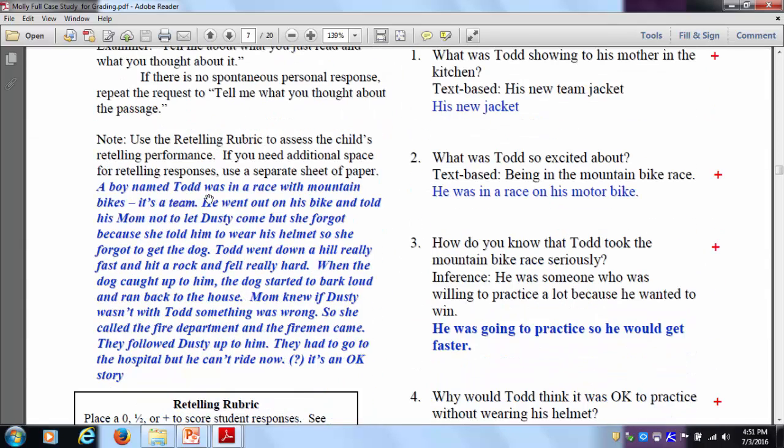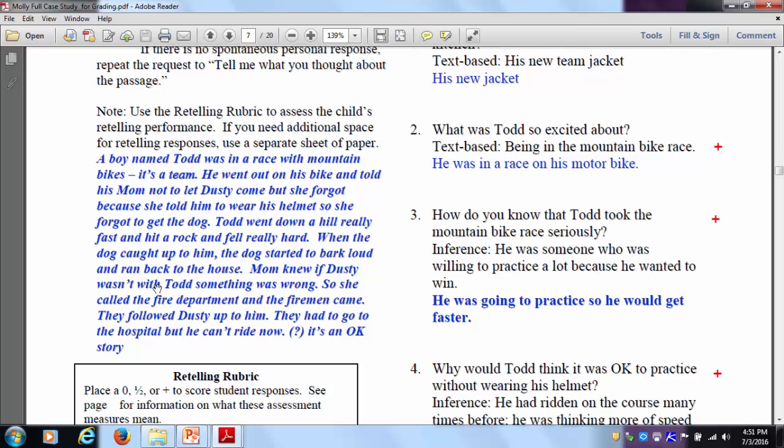A boy named Todd was in a race with mountain bikes. It's a team. He went out on his bike and told his mom not to let Dusty come, but she forgot because she told him to wear his helmet, so she forgot to get the dog. Todd went down a hill really fast and hit a rock and fell really hard. When the dog caught up to him, the dog started to bark loud and ran back to the house.